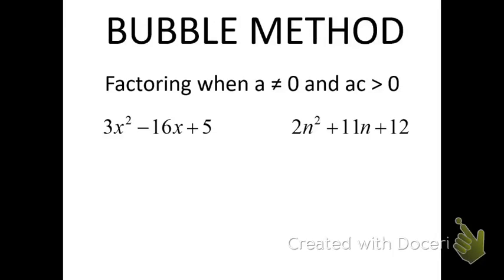All right, ladies and gentlemen, so the bubble method is tricky. All right, and this is what happens when that is not 1. All right, when it's 3, we have to do different things. So 3 and 5, those are the first two numbers we're looking at.